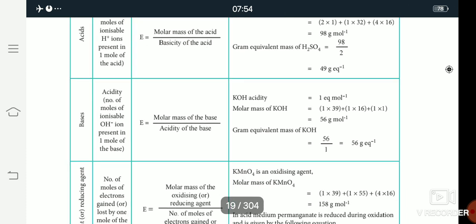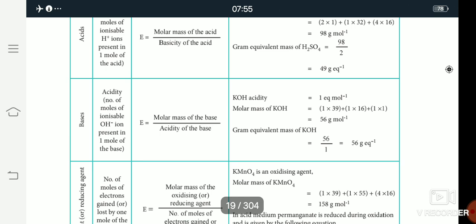Then the base. The base is the presence of the OH minus hydroxide ion group. E is the equivalent mass, so equivalent mass is equal to molar mass of the base divided by acidity of the base. First see the acid calculation, and second the base calculation.